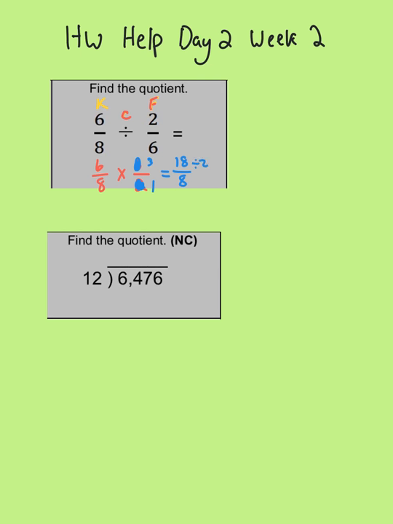All right, now for the second problem. So we have to do some division here. 6,476 divided by 12. And I'm going to do this two different ways. The first way I'm going to do is the traditional way. So we're going to figure out how many times 12 goes into everything. The second way I'm going to do is partial quotient.